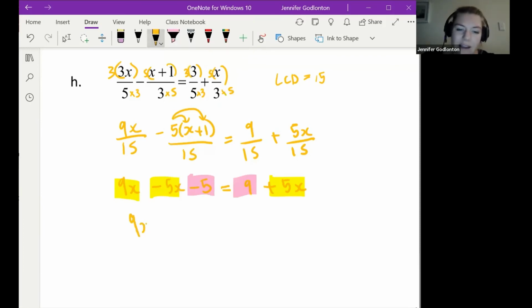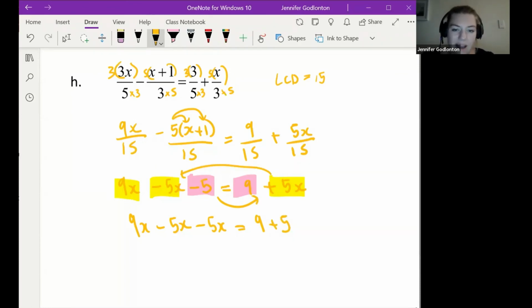So I'm going to have 9x minus 5x, and this 5x is going to move over to be minus 5x, and that's equal to 9 plus 5. So we have 9 minus 10, which is going to give us negative 1x, is equal to 14. And so therefore x is equal to negative 14. And we're done.